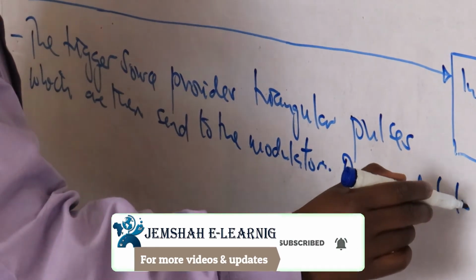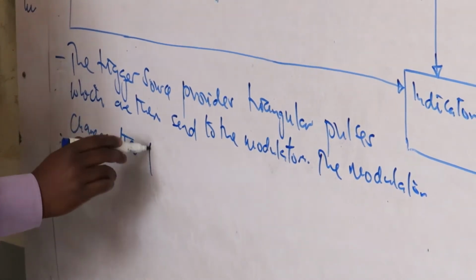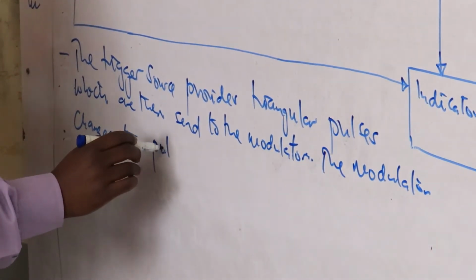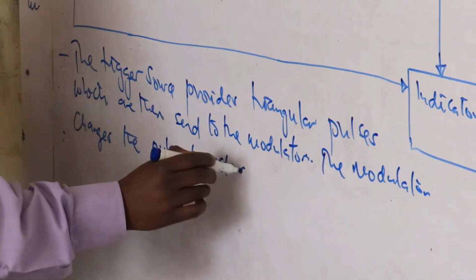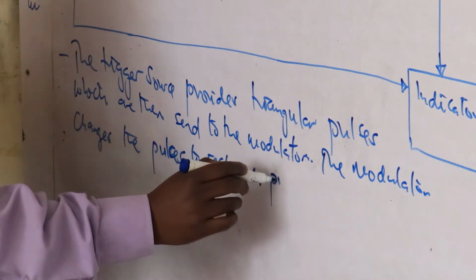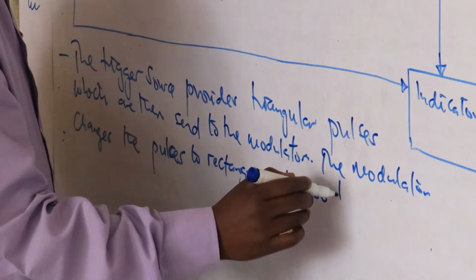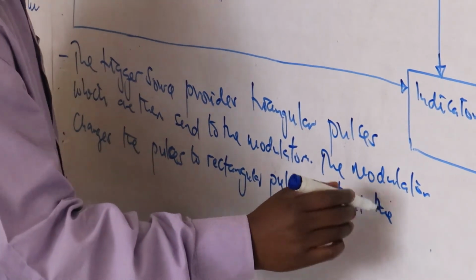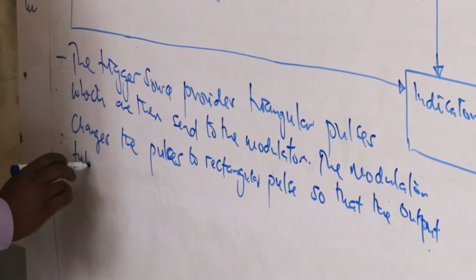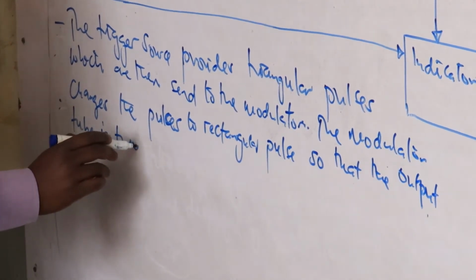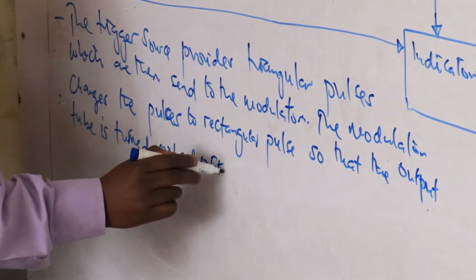The modulator changes the pulses to rectangular waveforms, so that the output tube is turned on and off.